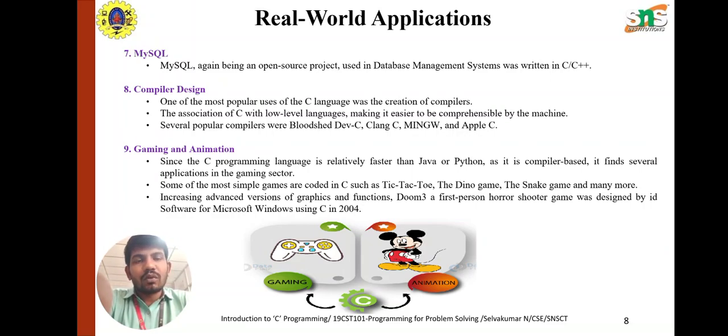In gaming and animation, C is relatively faster than Java or Python, and it is compiled based. It finds several applications in the gaming sector. Some of the simplest games are coded in C, such as Tic Tac Toe, the Dino game, the Snake game, and many more engaging advanced versions. Doom 3, a first person shooter game, was designed by id Software for Microsoft Windows using C in 2004.